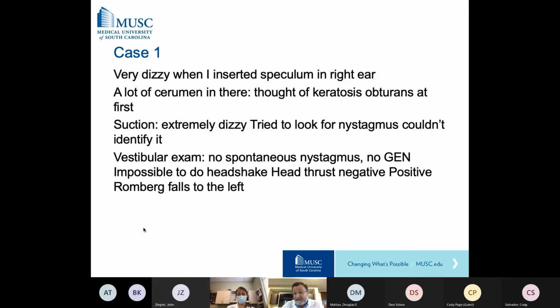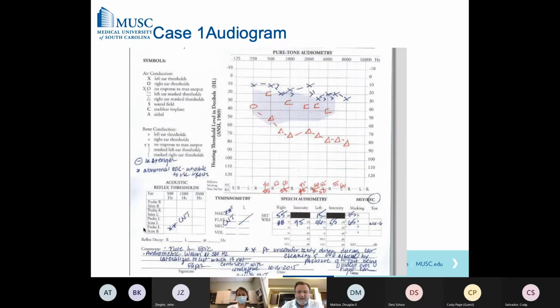She got very dizzy when I inserted the speculum in her right ear. She had a lot of cerumen in there. I thought it was keratosis obturans at first. Suction, she got extremely dizzy, couldn't look for a nystagmus. She was nauseated. She was closing her eyes. There was no spontaneous nystagmus after she calmed down, no gaze-evoked nystagmus. It was impossible to do a head shake or a head thrust, and she was falling to the left on Romberg.